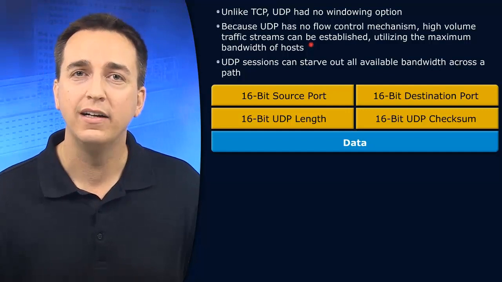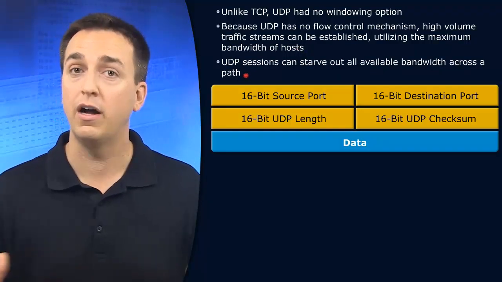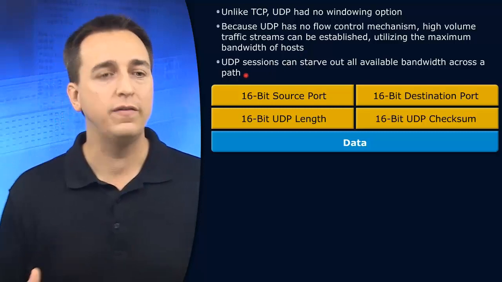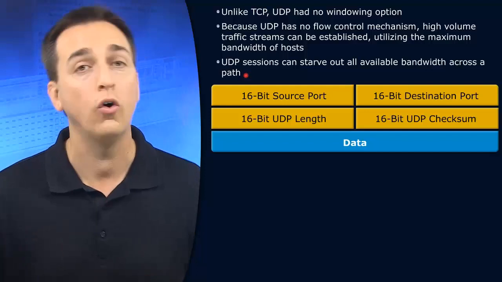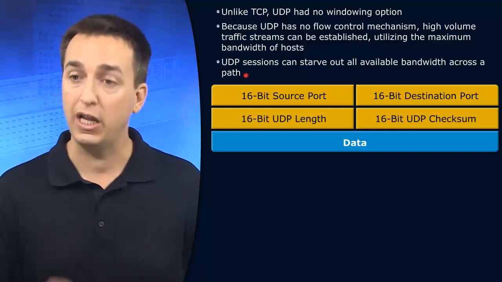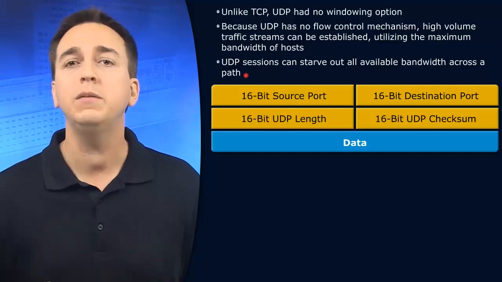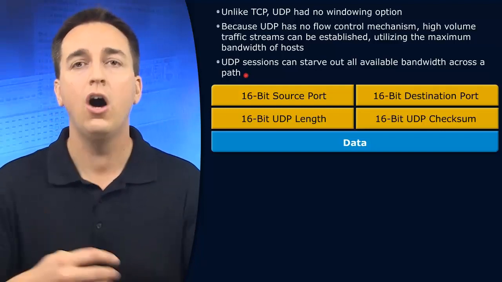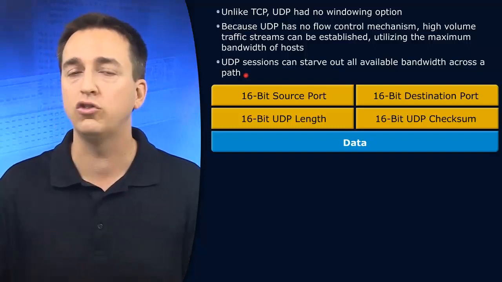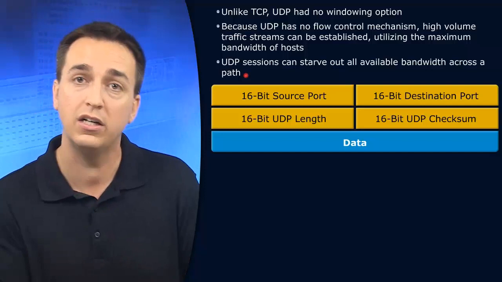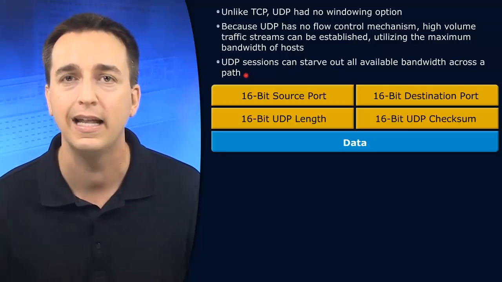In addition to that, these high volume traffic streams can starve out the available bandwidth across the path as well. So if you have environments that have UDP and TCP, which is relatively normal nowadays, it is quite possible that UDP could starve out TCP. Because what's TCP going to do? It's going to adjust on the fly to the ever-changing needs of the environment. So if traffic's getting dropped, TCP has the ability to adjust, send a little bit more information to prevent congestion from occurring, but UDP has none of that.